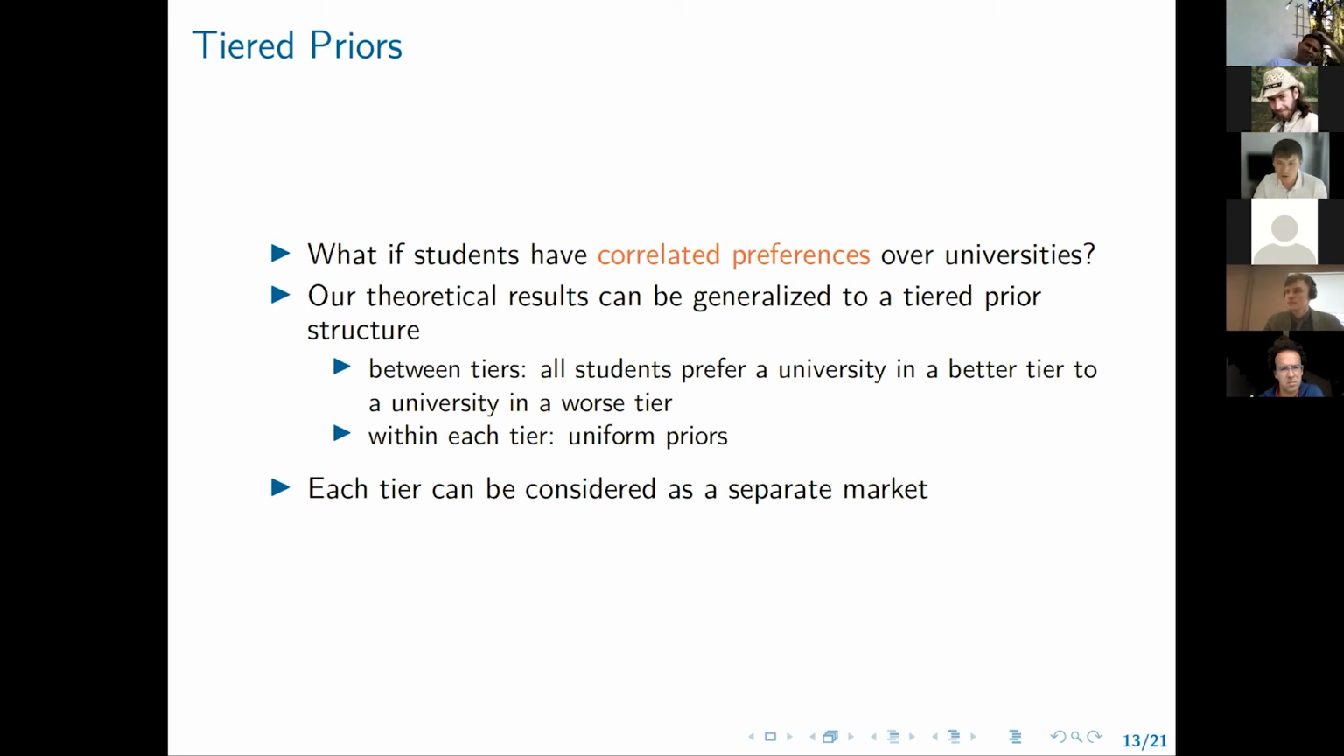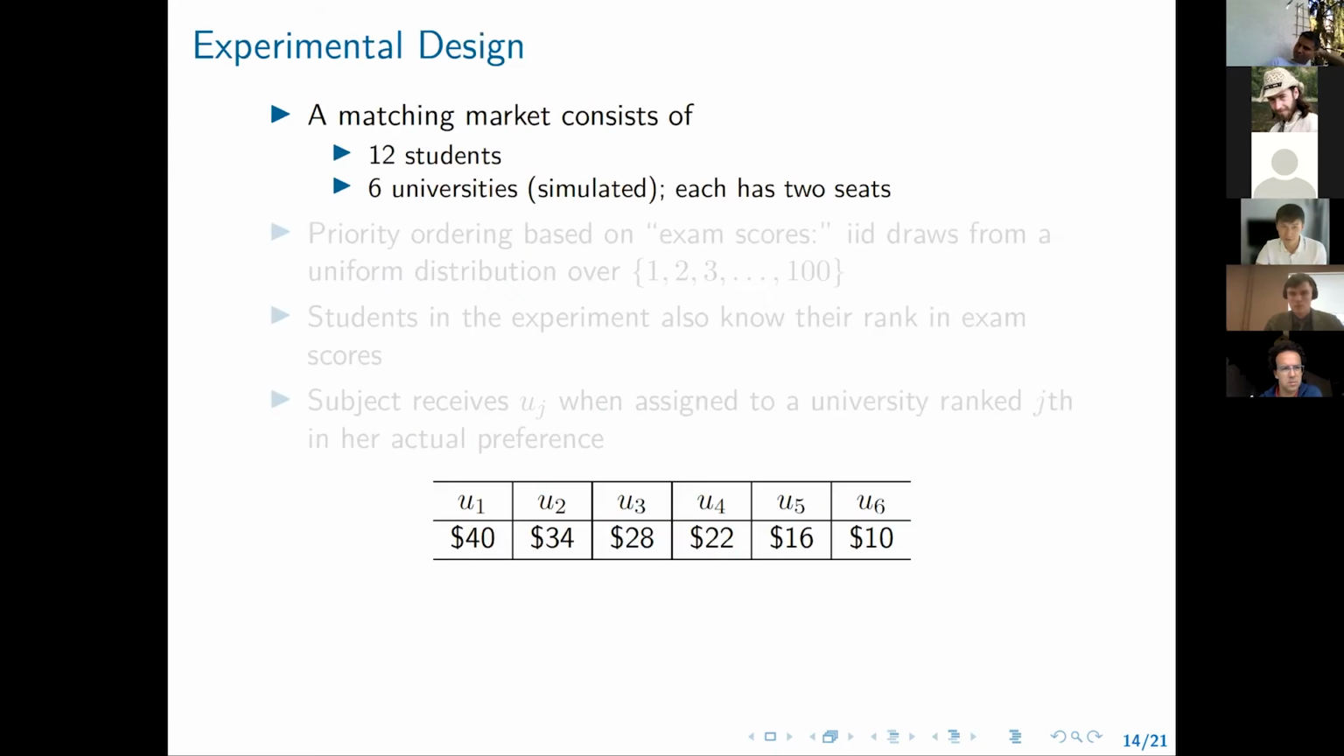In terms of correlated preferences, the only thing that we could address is tiered priors, right? We cannot track correlated preferences because essentially in direct mechanisms, things become very complicated, at least for us. But if there is some kind of tiered structure, which some people argue is realistic for particular markets, for instance, China college admissions, then we can see that our results generalize, because essentially every tier is a separate market, and you just search in your market, where you locate yourself.